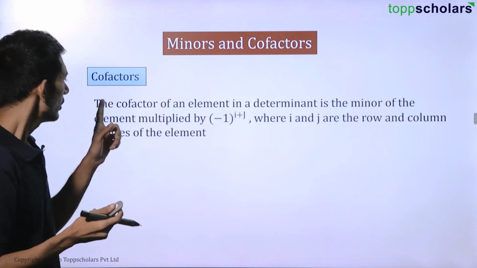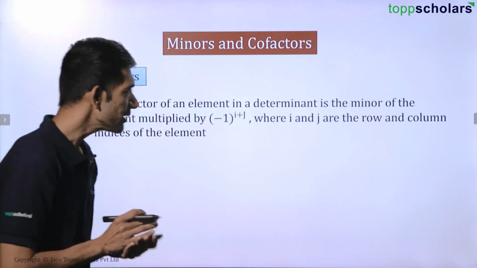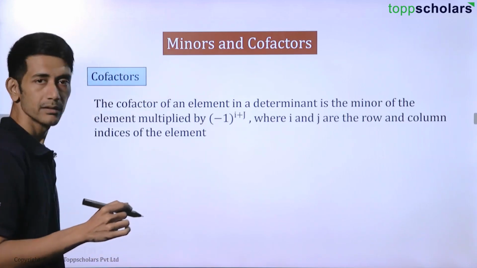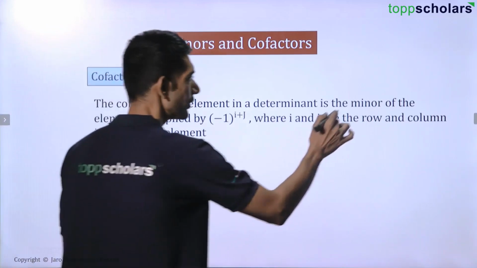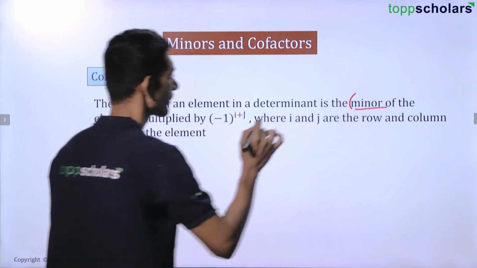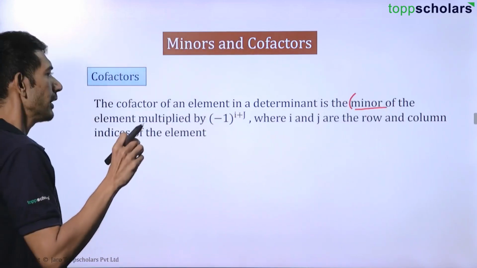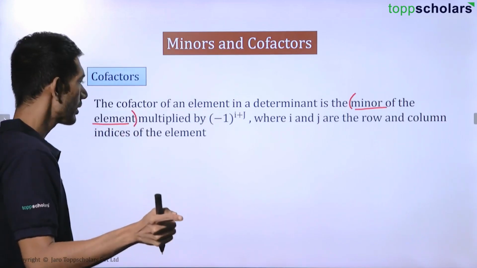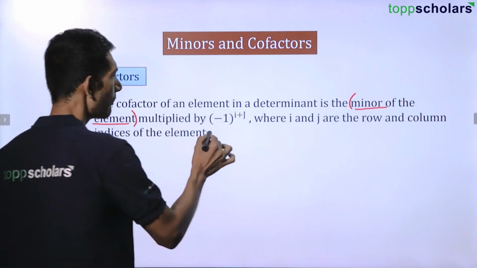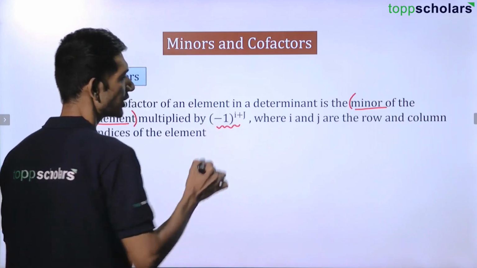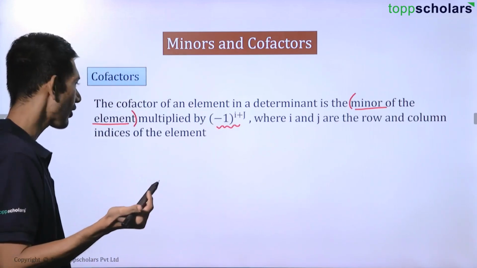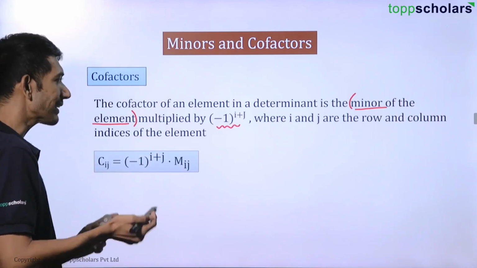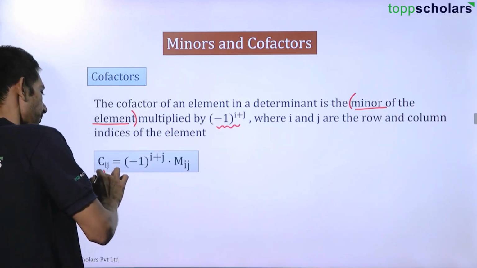Cofactors now. So the cofactor of an element in a determinant is the minor of the element. So to find out cofactor, you will find out the minor. So the minor you have to find out is multiplied by minus 1 raised to i plus j, where i is the row and j is the column. Okay, let us see how do we find that out. And cofactor is given by Cij.